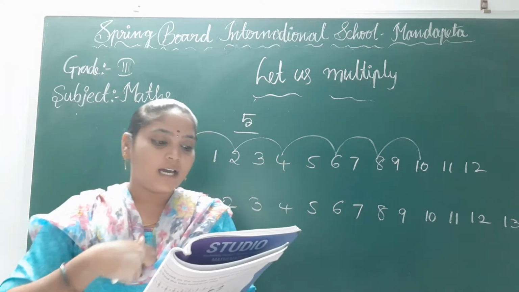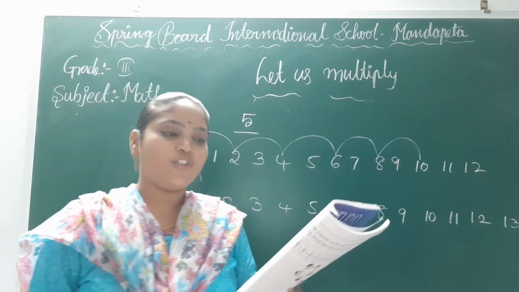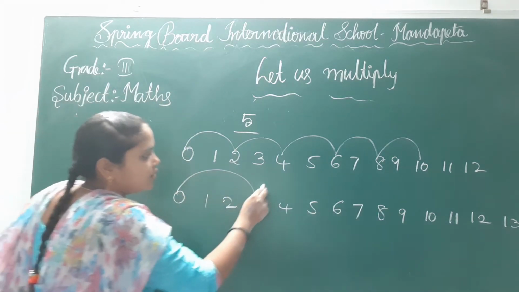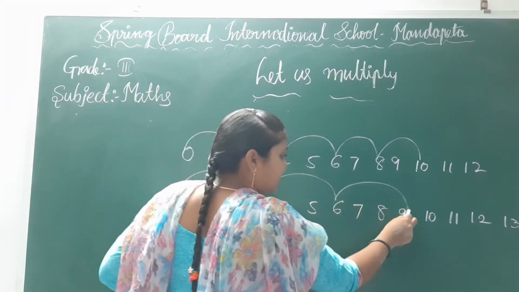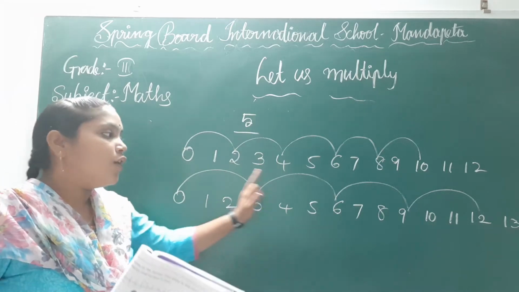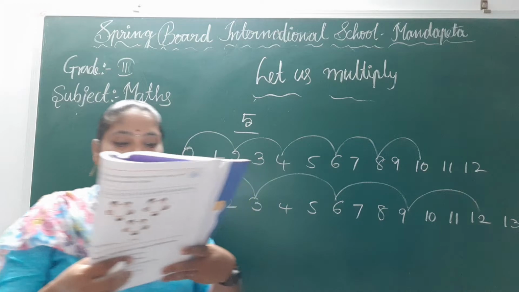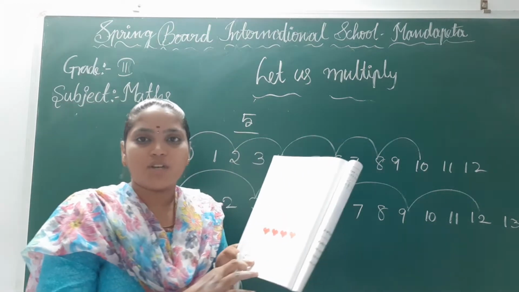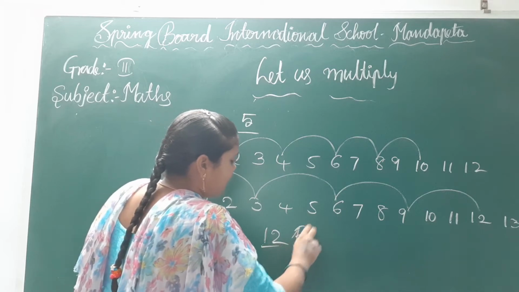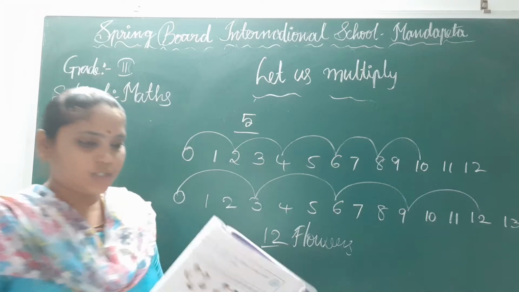So that means here you have to skip count 4 times in 3s. So first 1, 2, 3, 4. So here I skip count 4 times in 3s. Now total how many flowers here? 12. 4 groups of 3 flowers is 12 flowers. You have to write 12 in the blank. Okay children.